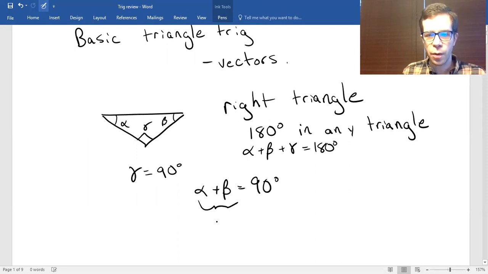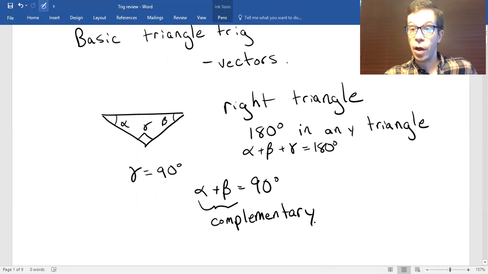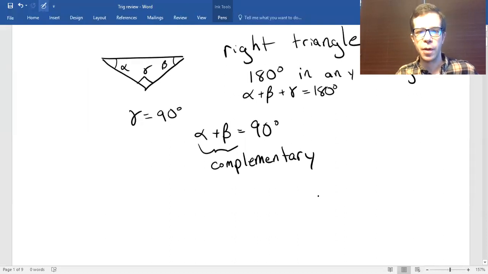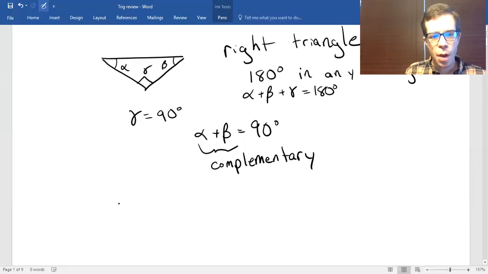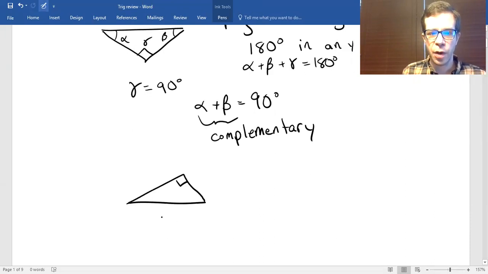And these two angles are called complementary. That's where the co in cosine comes from. It's a complementary angle relationship. So what do we know about right triangles? Let's talk about the language. The longest side, the one opposite the 90-degree angle, is called a hypotenuse. And the other sides are called legs.